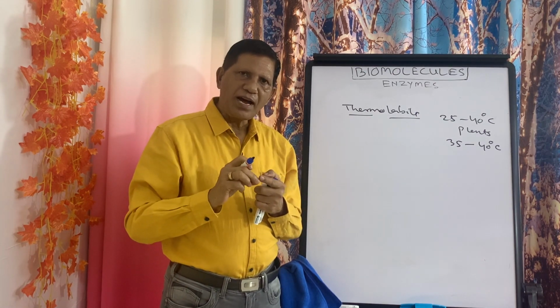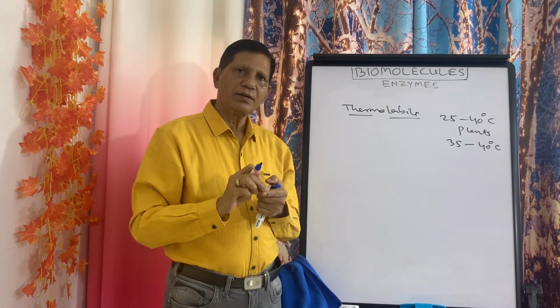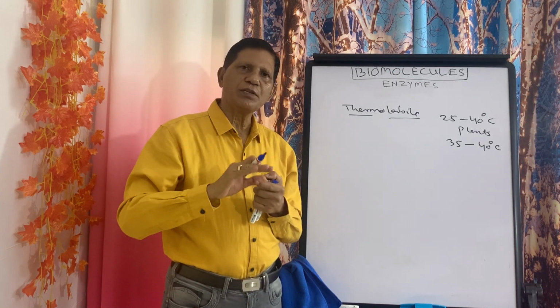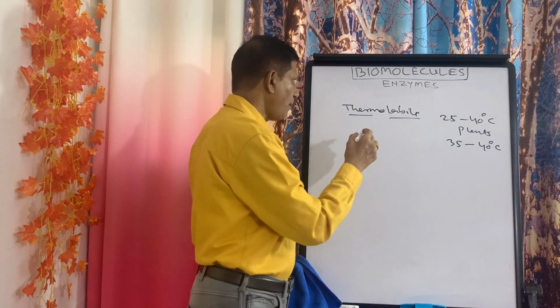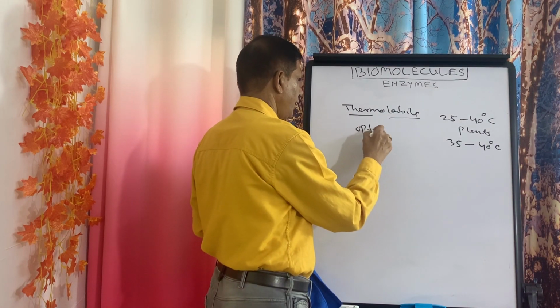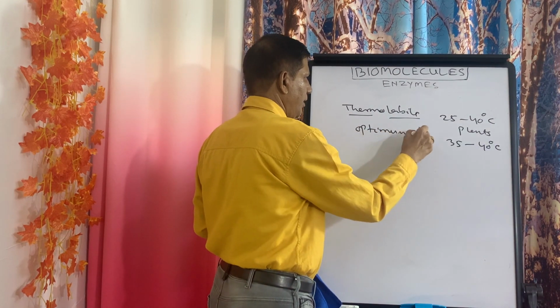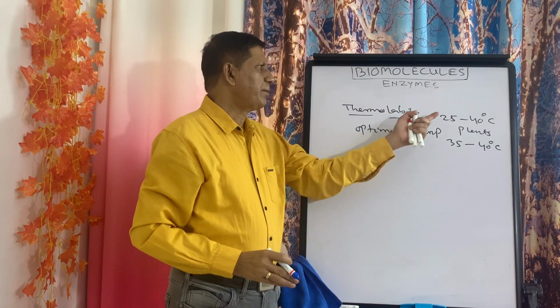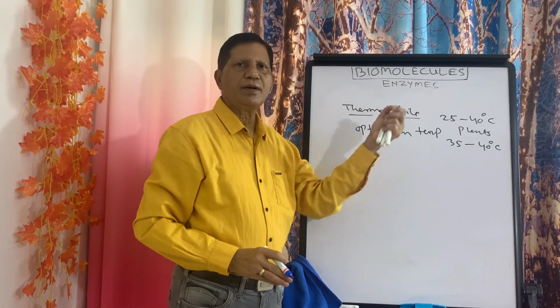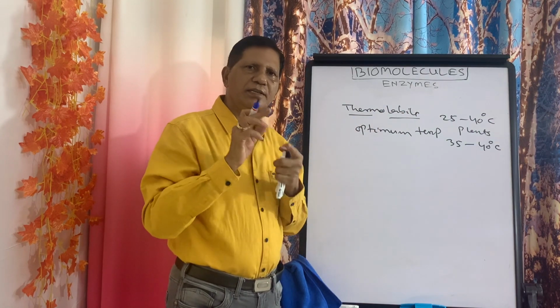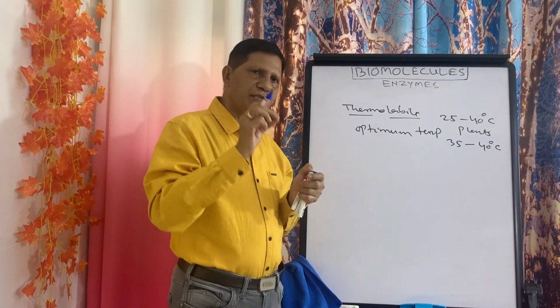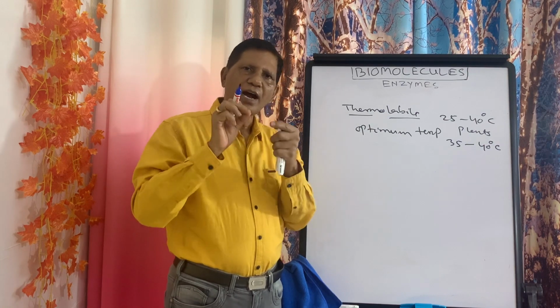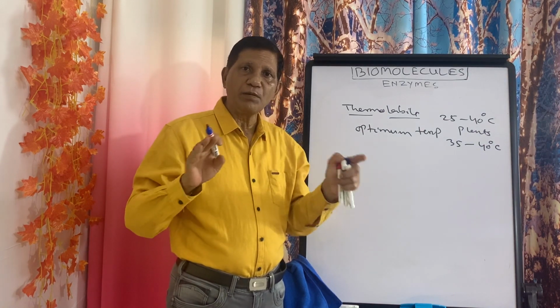Each enzyme has an optimum temperature at which it functions with maximum efficiency. Some enzymes may have 25, some may have 30, some 35, 37, 40 like that. But it is specific: each enzyme has a specific optimal temperature at which it functions with the maximum efficiency.